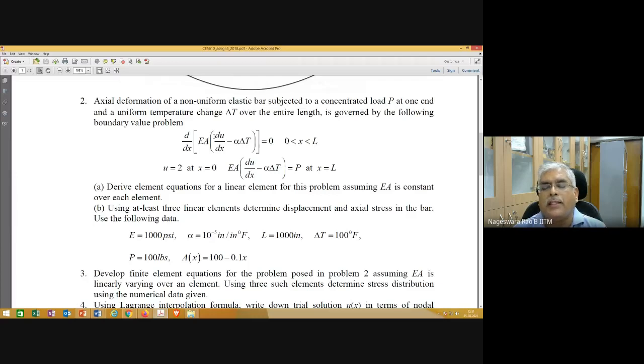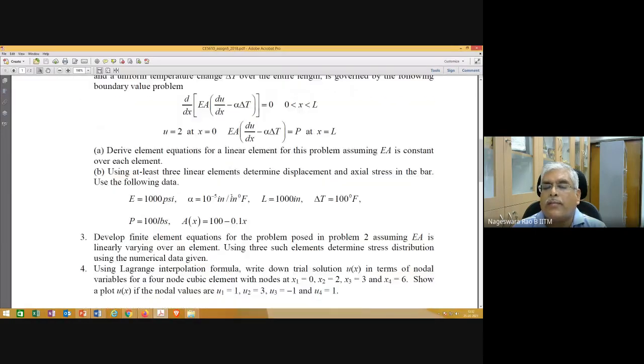If you are lucky, if it is matching with the generic form, you can easily write the element equations. If it is not matching, if that particular problem's differential equation or boundary conditions are not matching, then don't worry. You start from the basics. So this is the idea of giving this problem. Here it's not going to match with the general one-dimensional boundary value problem. It's not going to match with the generic form. You need to start from basics and derive the element equations.